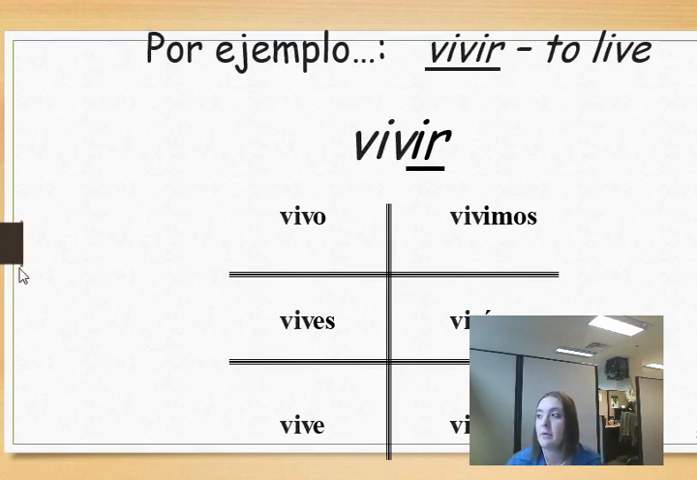So an example of working with endings for an IR verb, we've got vivir, to live. So the yo form, yo vivo. The tú form, tú vives. The él, ella, usted form, vive. The nosotros form, vivimos, with that IMOS instead of an EMOS. Vosotros, vosotras, vivís, with just an IS accent ending. And then finally, ellos, ellas, ustedes, viven.